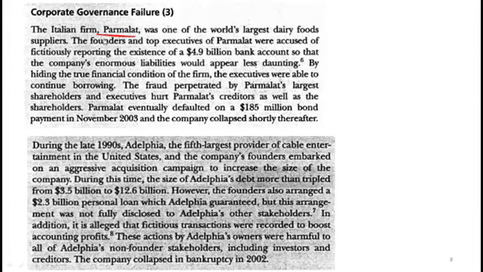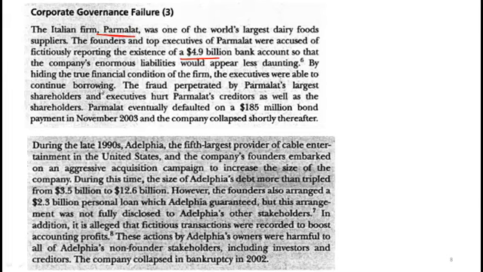This was another company that was one of my case studies in business school. An Italian firm, Parmalat, was one of the world's largest dairy food suppliers. This is an Italian company, and you'd be amazed at the number of similarities between Italians and Pakistanis. The founder and top executive of Parmalat were accused of fictitiously reporting the existence of a 4.9 billion bank account so that the company's enormous liabilities would appear less daunting. So they showed higher assets so that, compared to the assets, even high liabilities would look small. By hiding the true financial condition of the firm, the executives were able to continue borrowing.